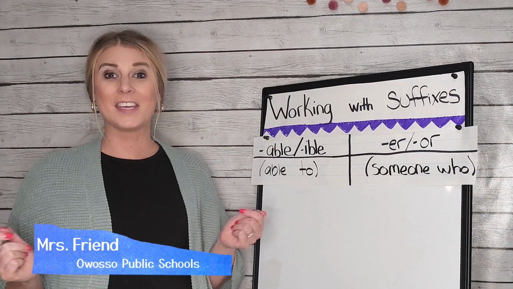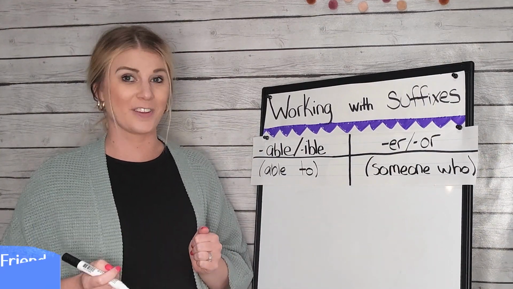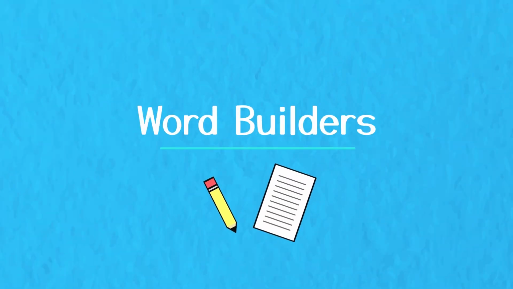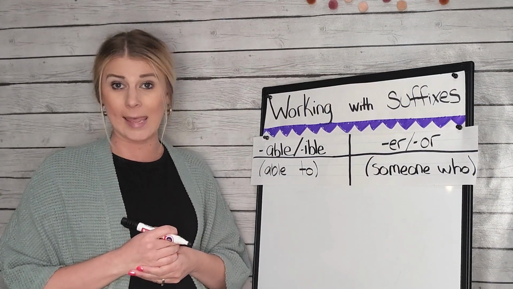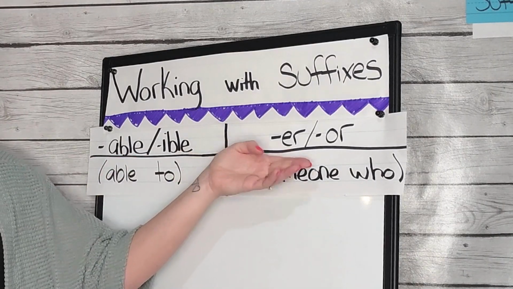Welcome, readers. Today we are going to work with suffixes. Do you remember what a suffix is? That's right. It's a word part we add to the end of another word and it changes the meaning of a word. Our goal today is to learn how to read words that end in the suffixes able, ibble, and or.